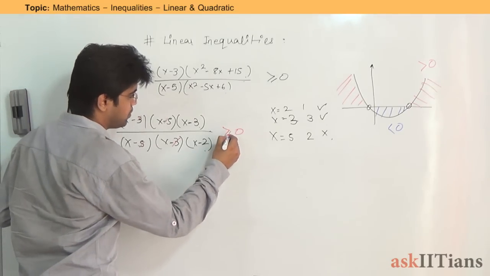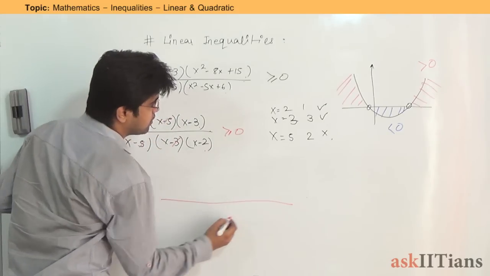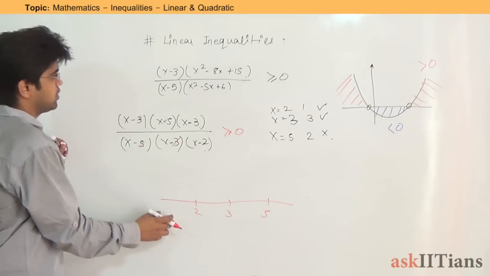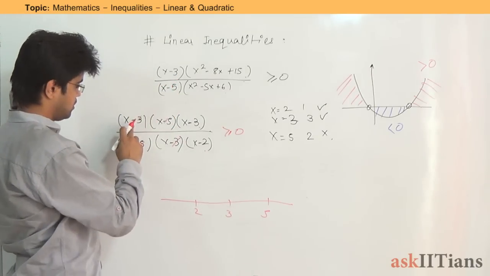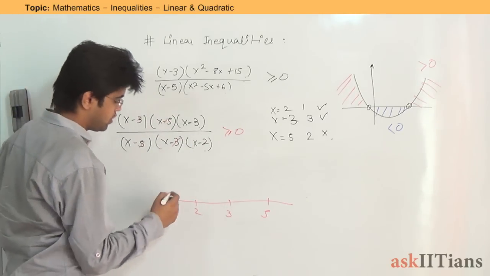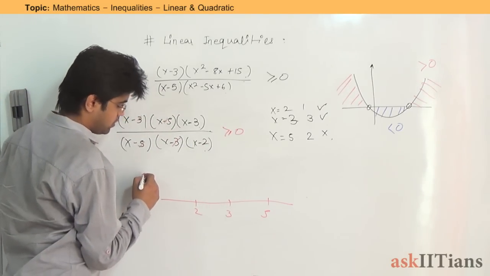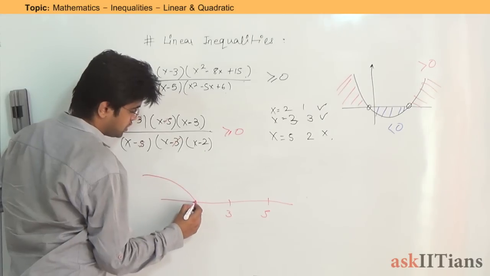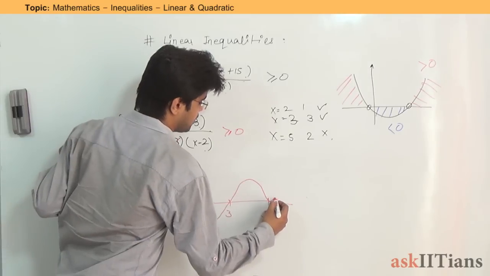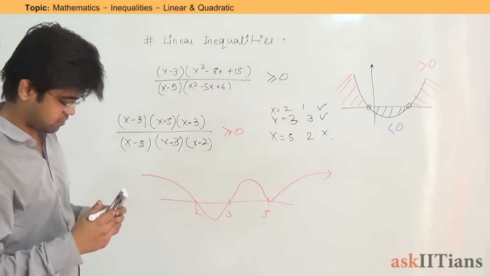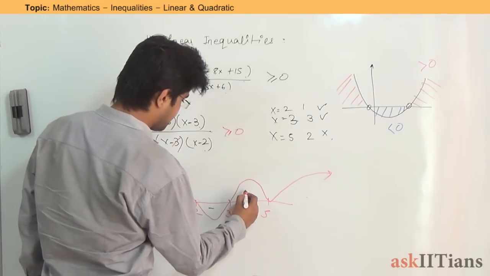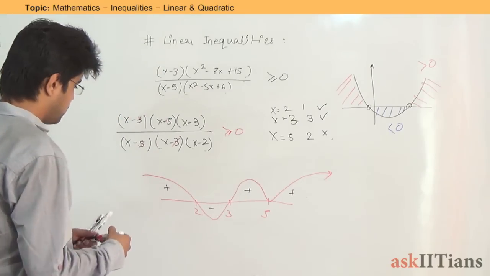Let's take it as, yes, we want it to be greater than or equal to 0. So number line: 2, 3 and 5. Observe the sign at x equal to 0. At x equal to 0, there are 6 negatives, that means positive. So we are going to come from the above side. At x equal to 2, there is only 1 root, so we are going to change sign. At x equal to 3, there are again an odd number of roots, so we change sign. At x equal to 5, there is an even number of roots, so we rebound back. Positive area, negative area, positive area, positive area. We want greater than or equal to 0.